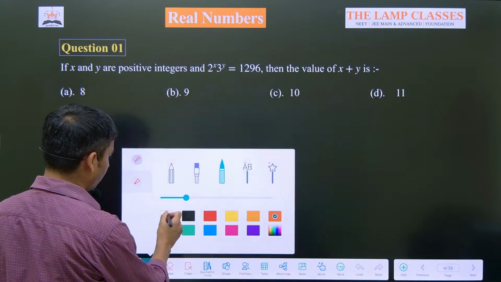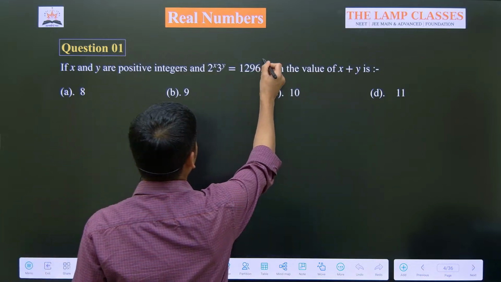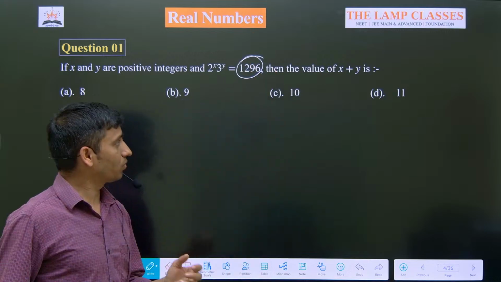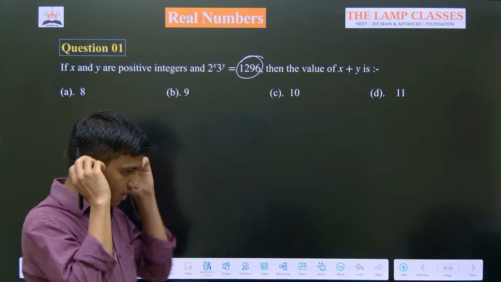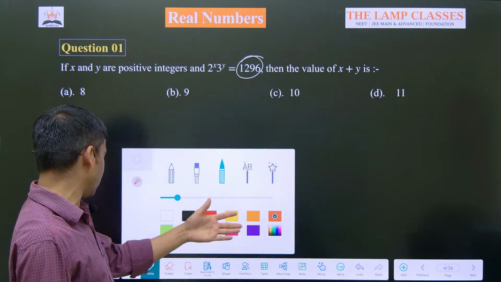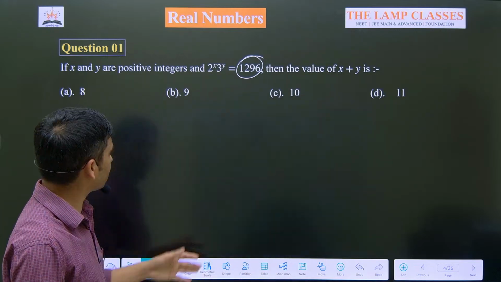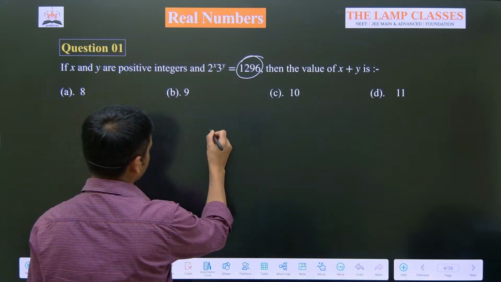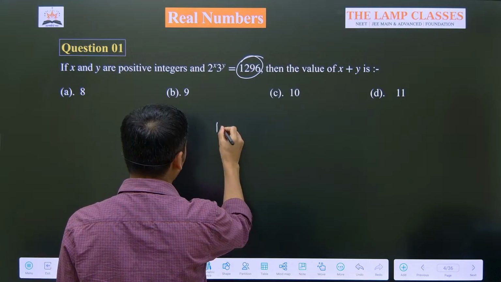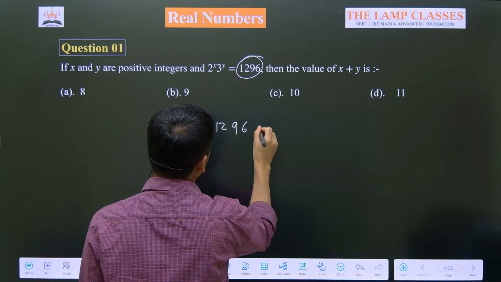Okay, let's solve it now. So this question is based on basically prime factorization. You have to do the prime factorization of 1296. Either you can use factor tree or you can do direct prime factorization the way you know, right? There are short forms also to do the prime factorization of 1296. So this question only expects that you know how to do the prime factorization of 1296.